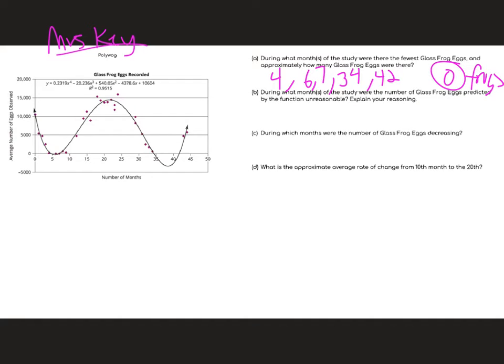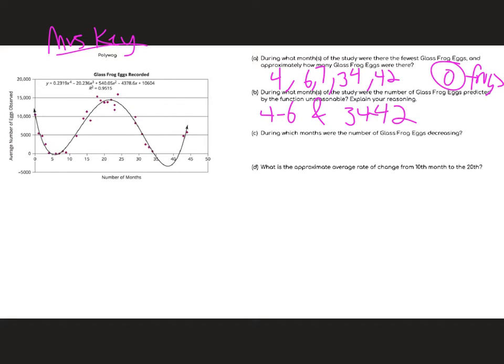During what months of study were the number of glass frog eggs predicted by the function unreasonable? So I would say between 4 and 6, so 4 to 6 and 34 to 42. And my reasoning that I would explain, and I would write this down, not just say it out loud, is that it's saying that the number of glass frog eggs recorded is negative, and that doesn't make any sense, because you can't have a negative number of eggs.